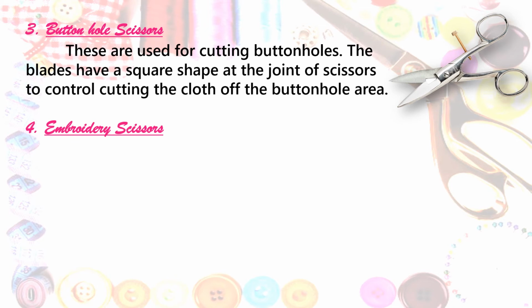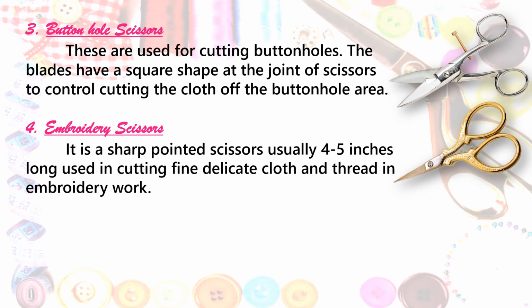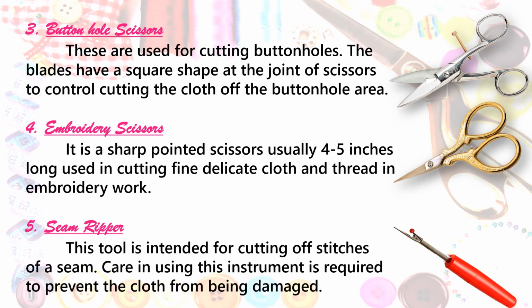The fourth one is the embroidery scissors. It is a sharp pointed scissors, usually 4 to 5 inches long, used in cutting fine delicate cloth and thread in embroidery work. Number 5 is the seam ripper. This tool is intended for cutting off stitches of a seam. Care in using this instrument is required to prevent the cloth from being damaged.